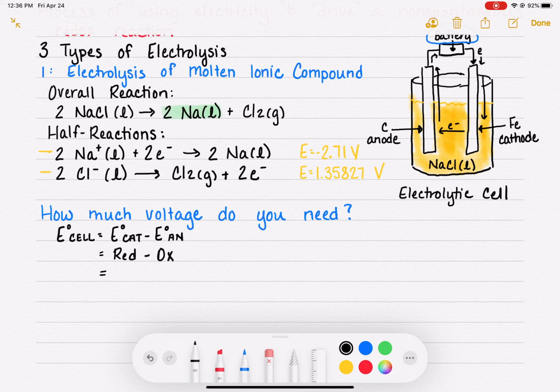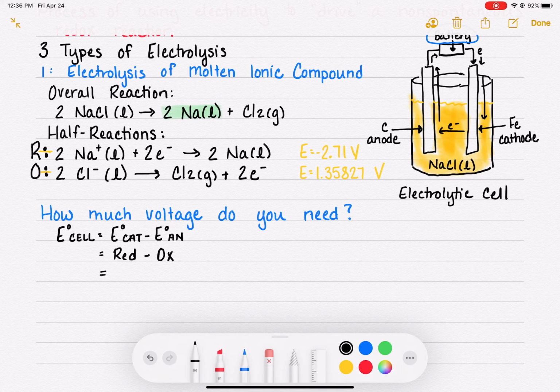And so we've got reduction minus oxidation, oil rig. Oxidation is loss, so oxidation is the reaction where electrons are being produced as products. Reduction is gain, so reduction is the half reaction where we are adding electrons. So here is our reduction reaction, and here is our oxidation reaction.